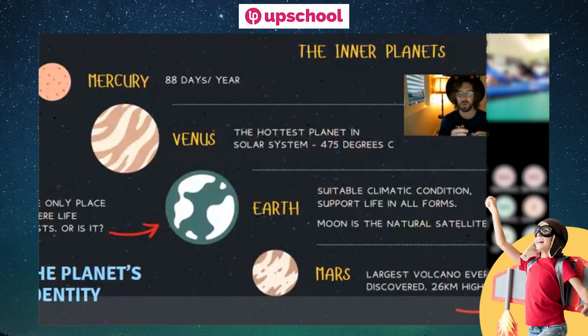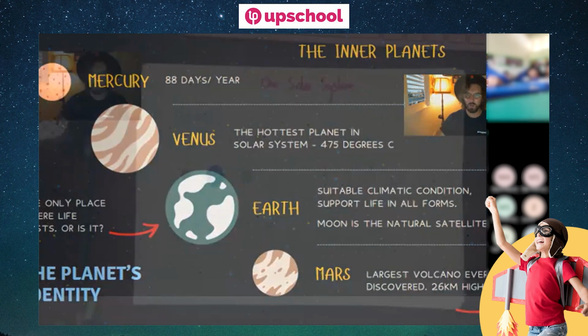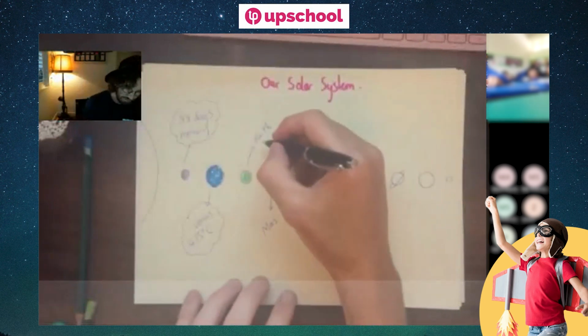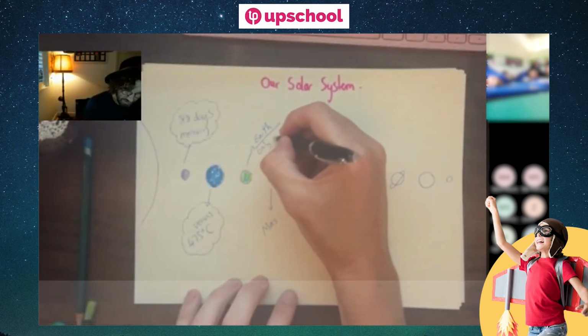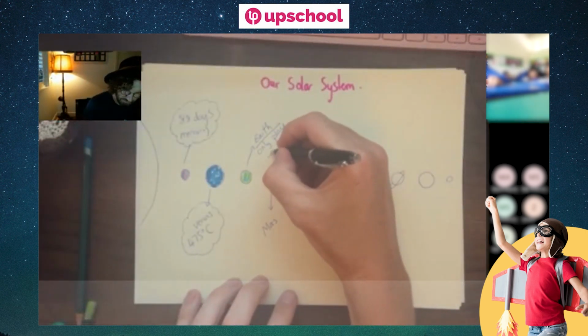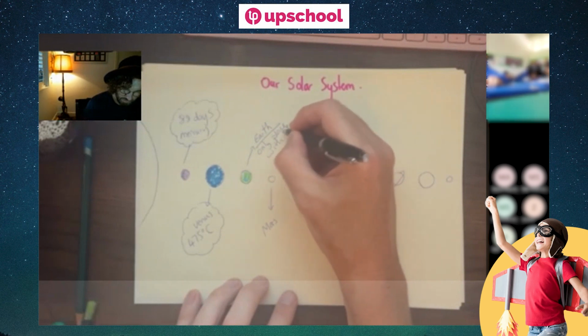Check this fact out, which is really interesting. It is the only place that we know of in the entire solar system and universe where there is any kind of life. Any kind of life, even the smallest bug or insect. Earth is the only place that we know about that has life. How crazy can that be? So Earth, I'm just going to write down here, only place with life.